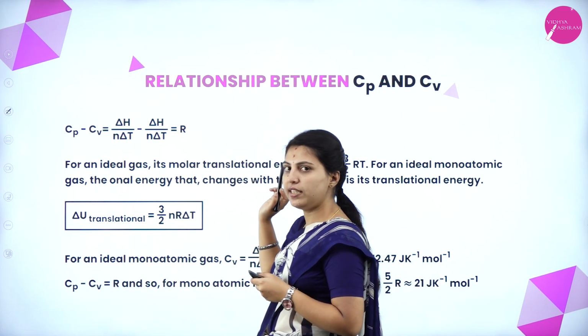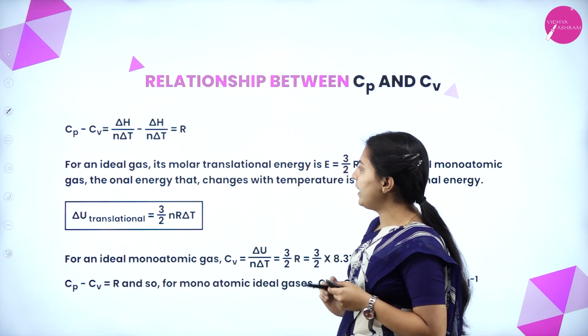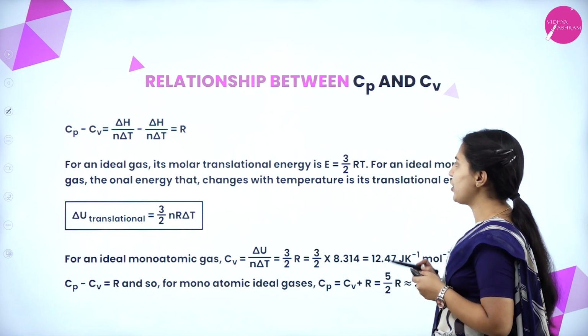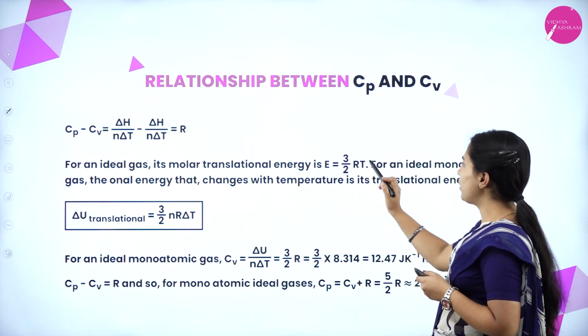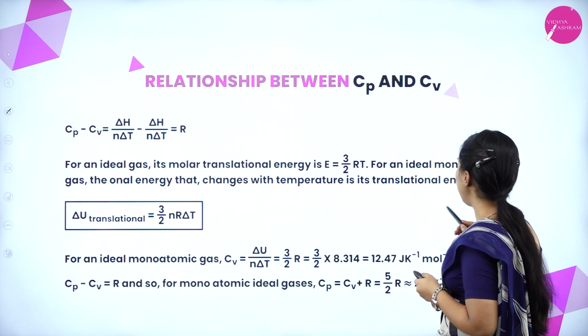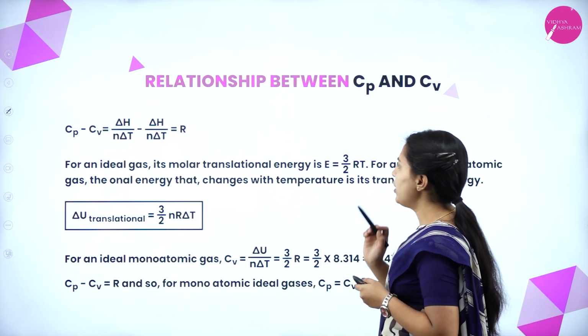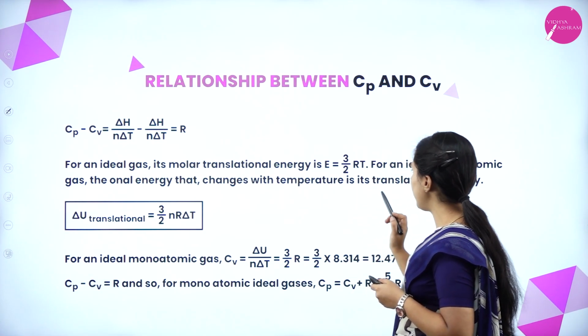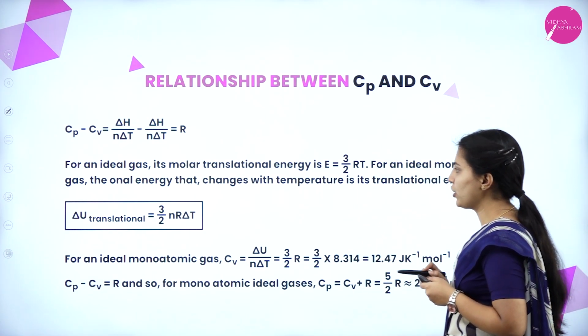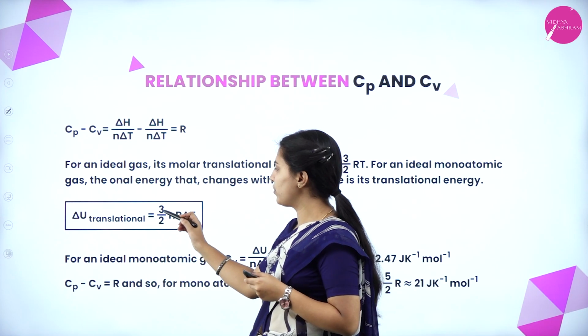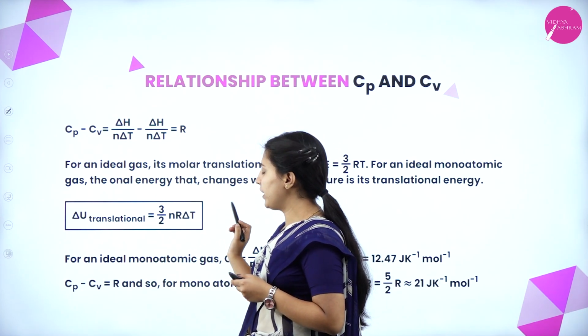R they have taken as common. For an ideal gas, its molar translational energy is E equal to 3/2 RT. For an ideal monoatomic gas, the energy that changes with temperature is its translational energy, that is ΔU translational equals 3/2 nRΔT.